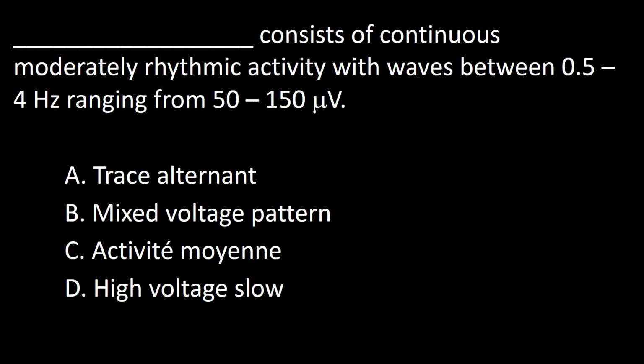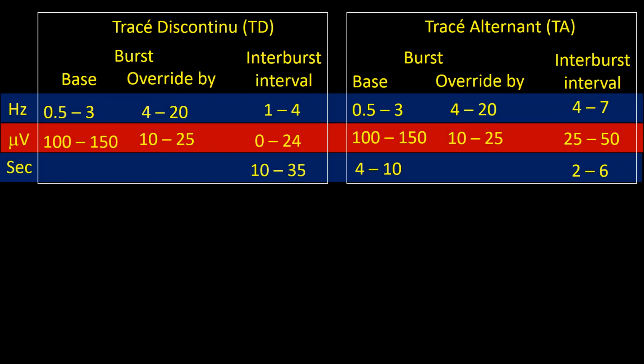Next question. Dash consists of continuous moderately rhythmic activity with waves between 0.5 and 4 Hz ranging from 50 to 150 microvolts. A. Tracé alternant. B. Mixed voltage pattern. C. Activité moyenne. D. High voltage slow pattern. Tracé alternant and tracé discontinue are characterized by alternating burst and interburst intervals. No such description is present in this question.